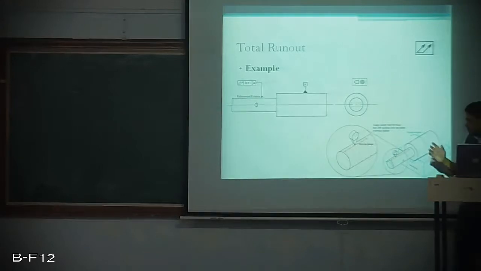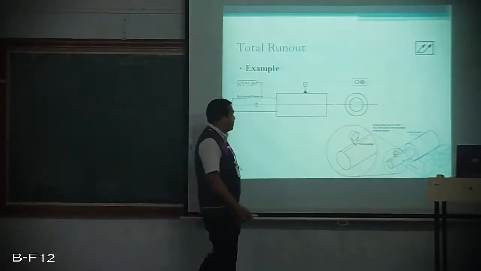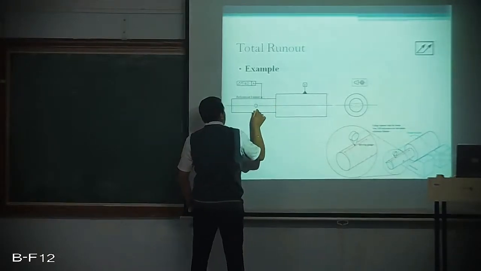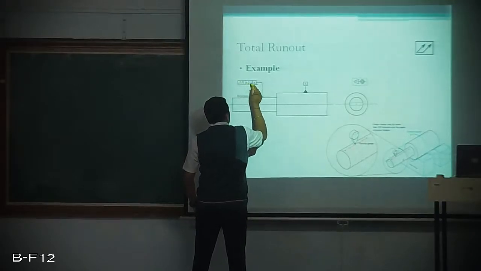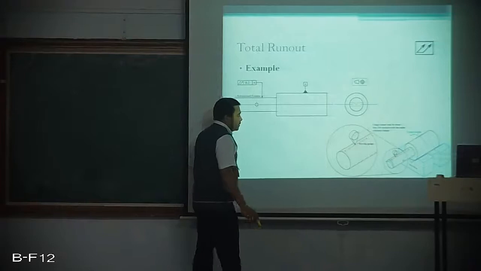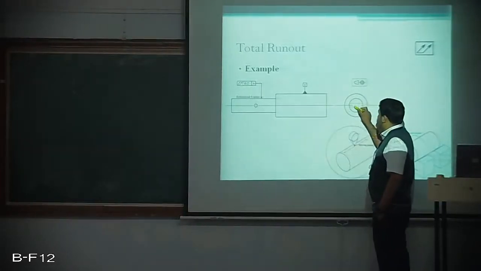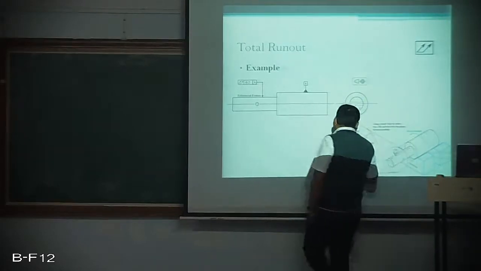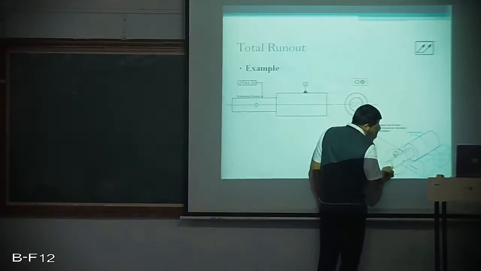See here, that is what is represented in this diagram. For the particular drawing, this is the first step diameter and this is the second step diameter, and I have called a total runout of 0.2 with respect to datum A. If you look at the side view, this is the first step, this is the second step, this is the central axis, and these are the variations.